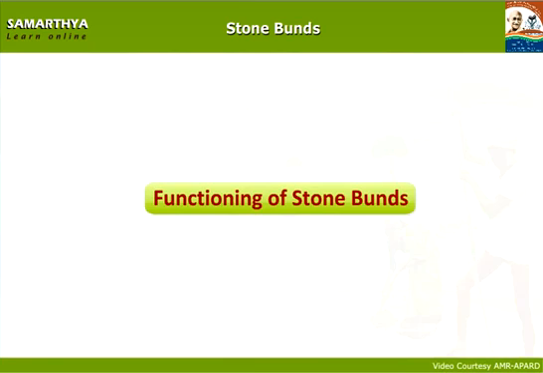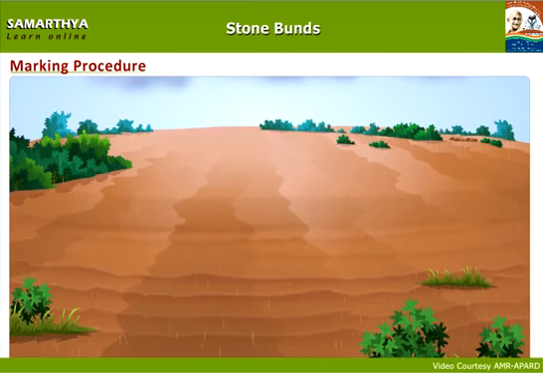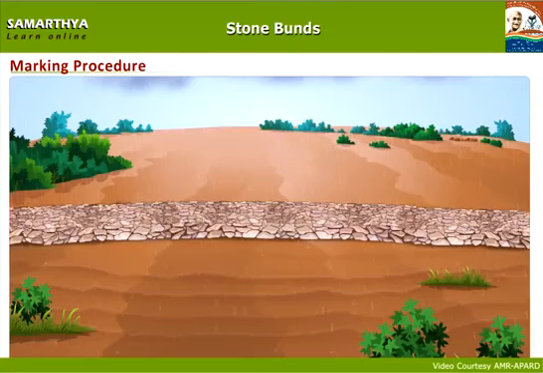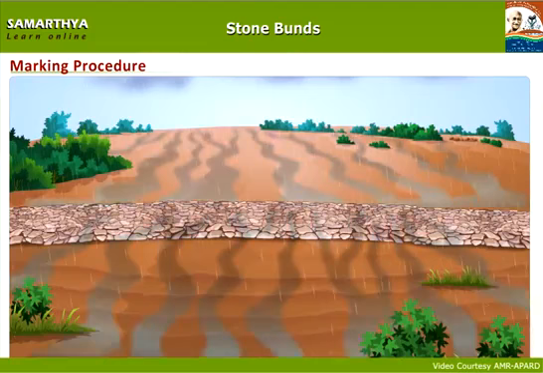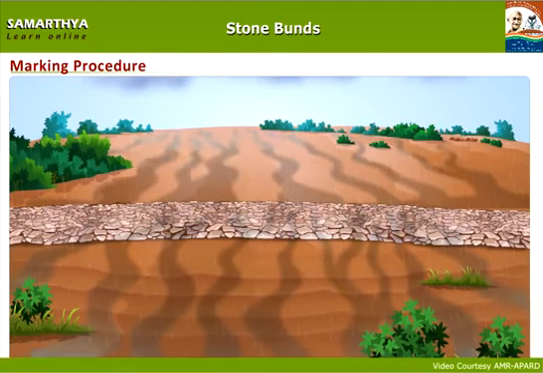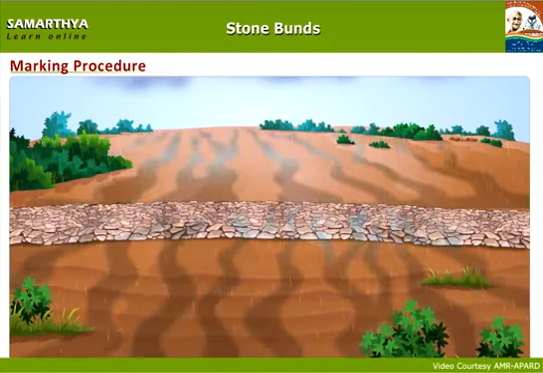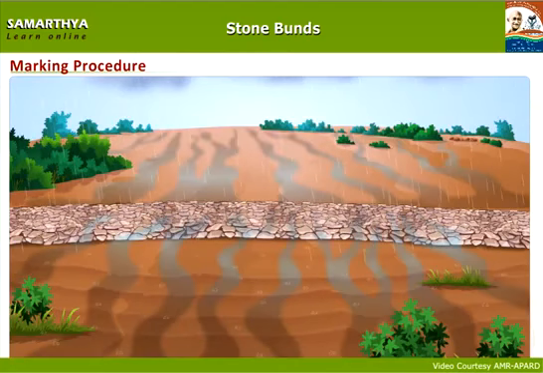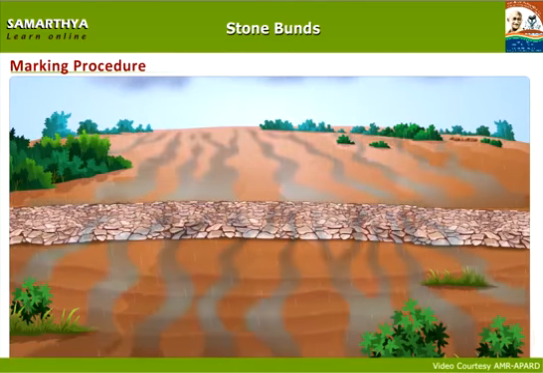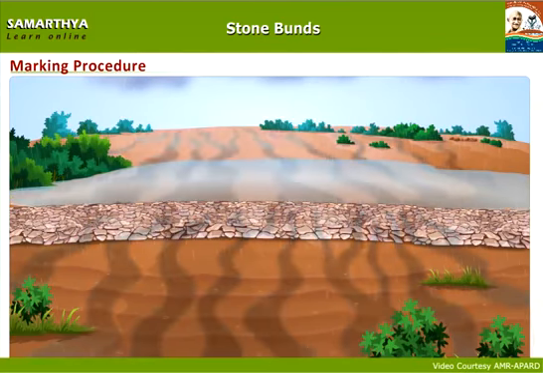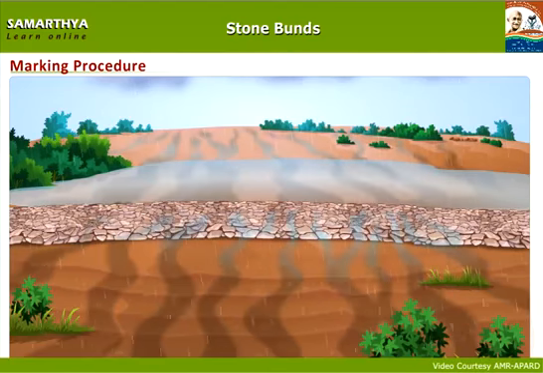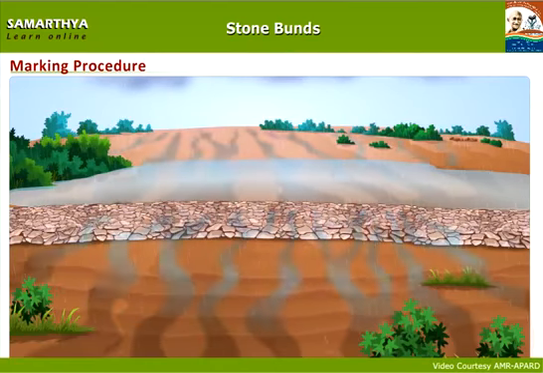Functioning of stone bunds. Rainwater carries along with it detached soil particles down the slope lines. Stone bunds reduce the velocity of runoff water and facilitate deposition of eroded soil on the upstream side of the stone bunds. These stone bunds facilitate deposition of eroded soil in the field itself. Stone bunds allow the runoff water to infiltrate into the lower layers of the soil and maintain field level moisture.